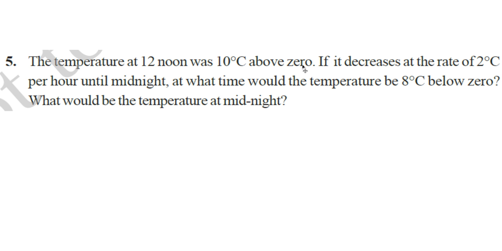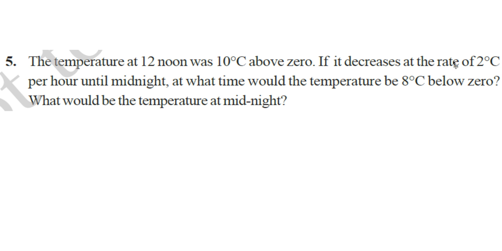The temperature at 12 noon was 10 degrees Celsius above 0. This is question number 5. If it decreases at the rate of 2 degrees Celsius per hour until midnight, at what time would the temperature be 8 degrees Celsius below 0? What would be the temperature at midnight? This is the question. That means now the temperature is 10 degrees Celsius above 0.